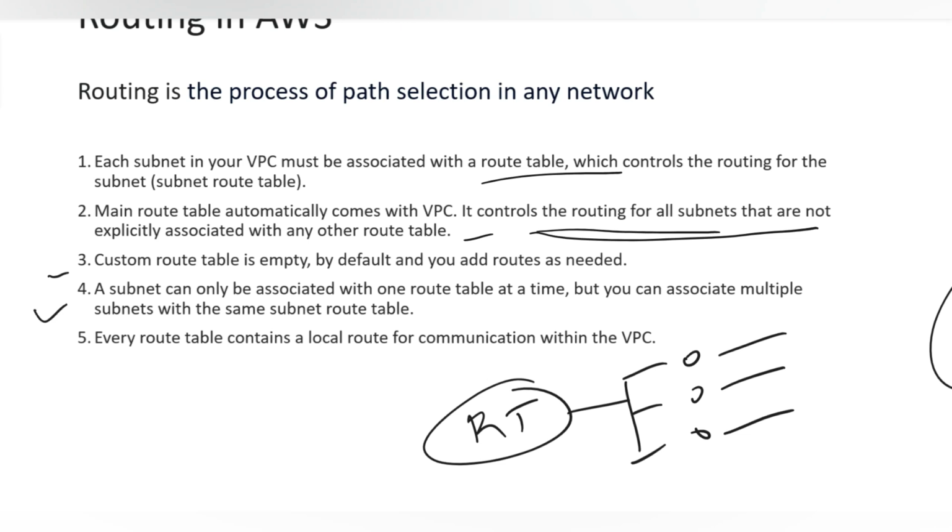The fourth one is a subnet can be associated with one route table at a time, but you can associate multiple subnets with the same route table. It means one route table can be attached to multiple subnets. However, multiple route tables you cannot attach to a single subnet. And the fifth one is every route table contains a local route for the communication within the VPC. It means by default in your main route table you will have a routing entry, so it will allow you to communicate within the subnet or within the VPC. So this is the brief about route table.